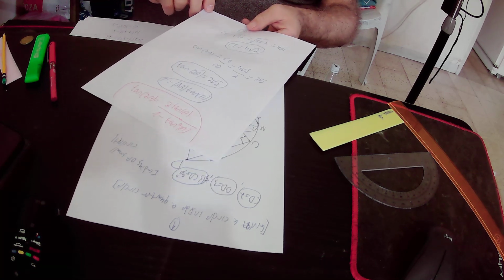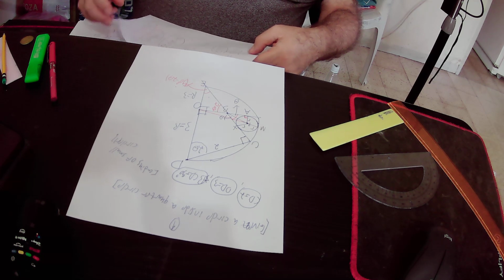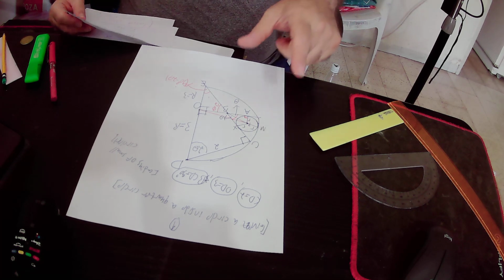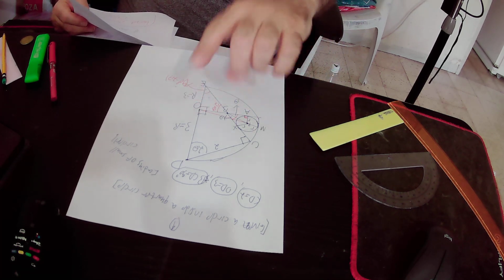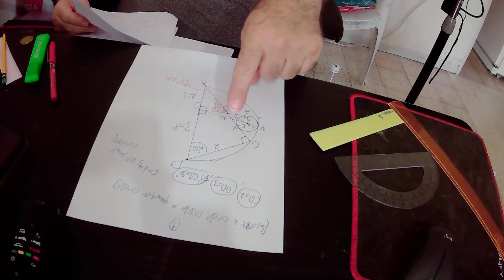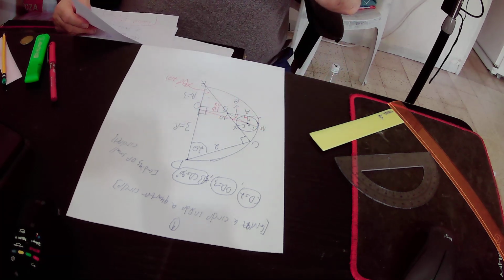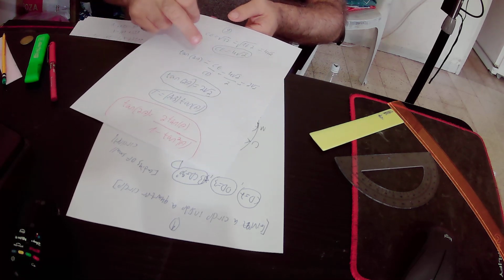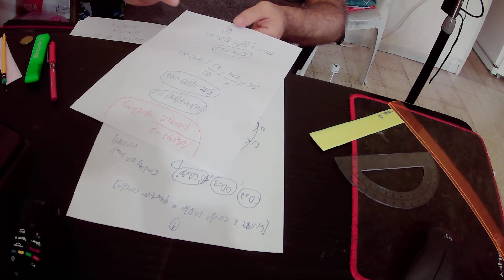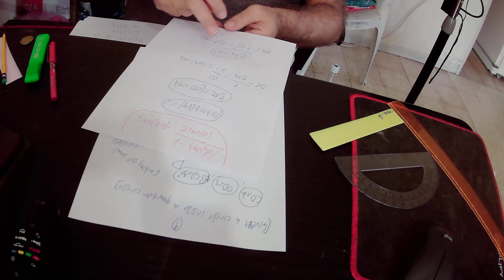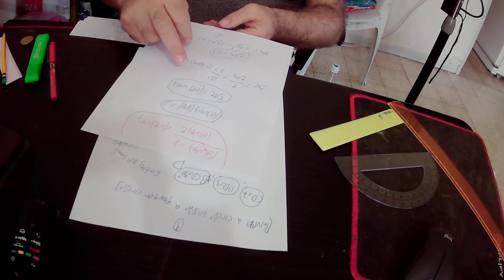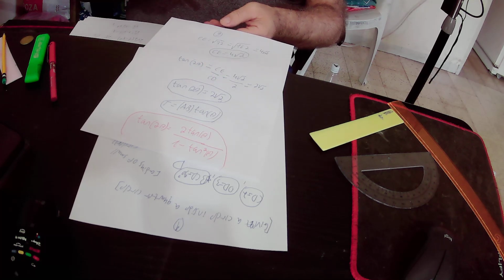Okay, and then in triangle CDE, the right triangle CDE, we know that tangent 2 theta equals CE over CD. But we have already found out that CE equals 4 times root 2 and CD equals 2, which is given to us in the question. So tangent 2 theta in total equals 4 times root 2 over 2. 4 over 2 is 2. So we found out that tangent 2 theta equals 2 times root 2.